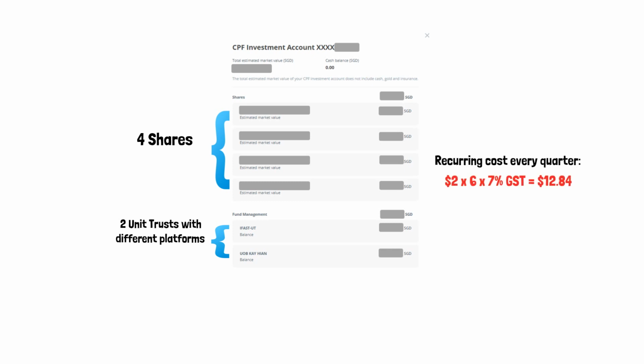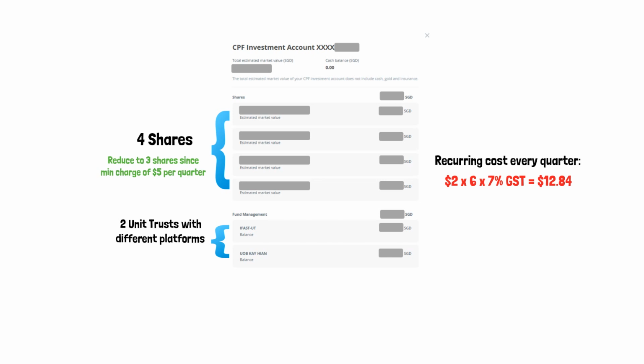To lower this transaction cost, I will be reducing my number of stocks to 3, since there's a minimum charge of $5 anyway. For those who are using CPFIS to invest in stocks, do take note that if you are holding 10 stocks in your CPFIS, you may be paying $2 times 10 times 7% GST, which is $21.40 every quarter, or $85.60 every year in recurring costs.